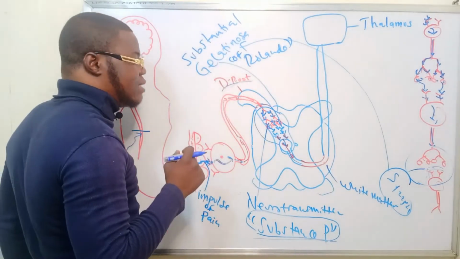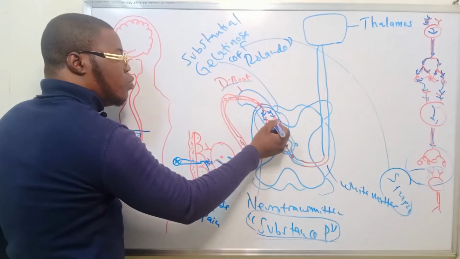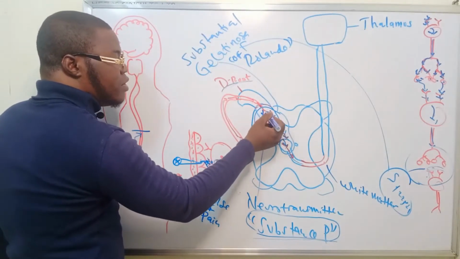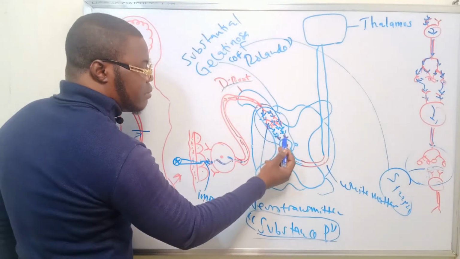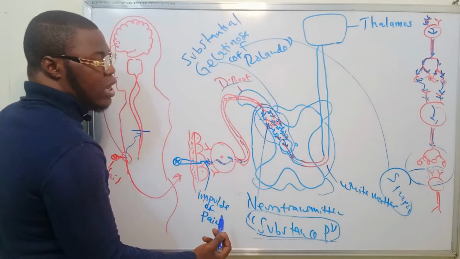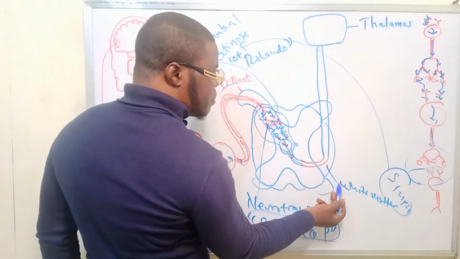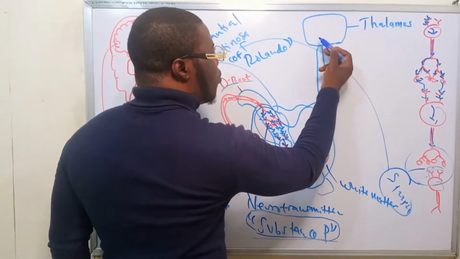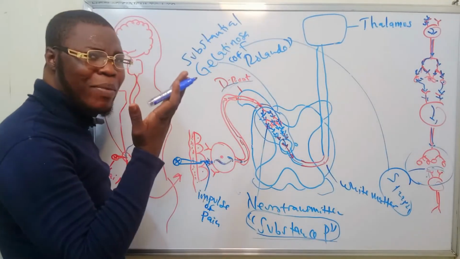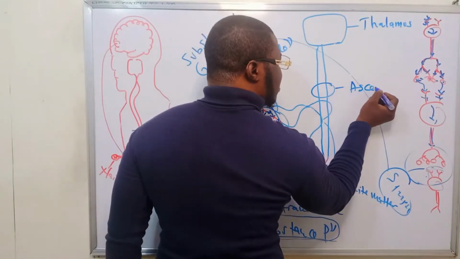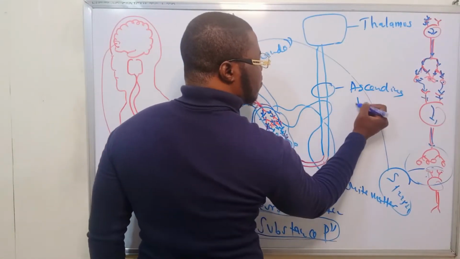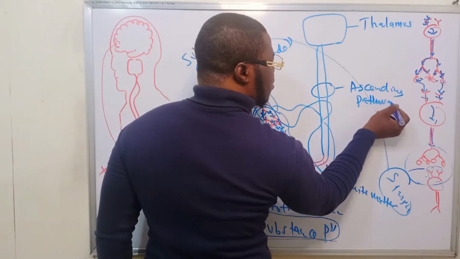And within that space, this synaptic node will transmit these impulses coming from this neuron through a neurotransmitter called substance P, and they will take it onto the what? The receptive dendrite of the next neuron. And then that next neuron will cross into the white matter of the spinal cord, and it will go up. And because it's going up, I told you, it is called the ascending pathway. Ascending what? Ascending pathway.